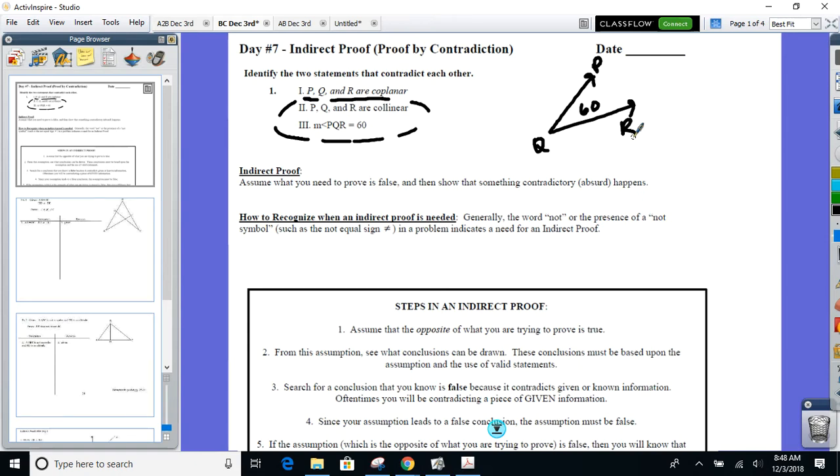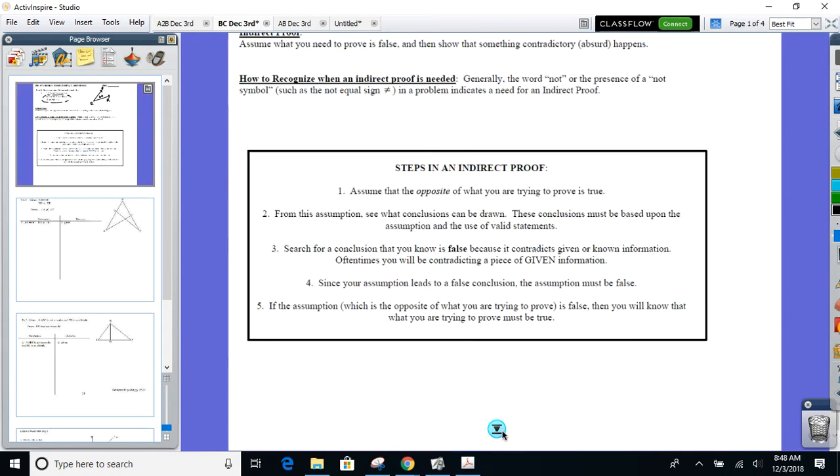Now, this is just here: steps in an indirect proof and how to recognize one. That's just here for you if you ever forget, tonight or tomorrow night, to review. I want to just jump right in and get after it.